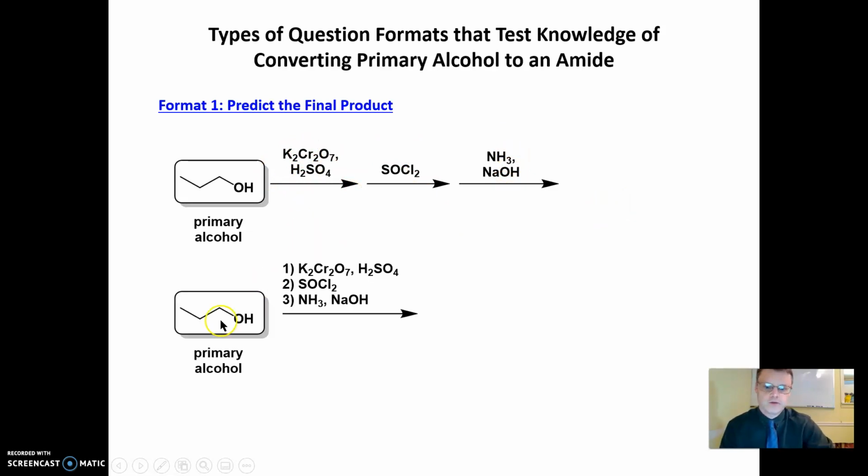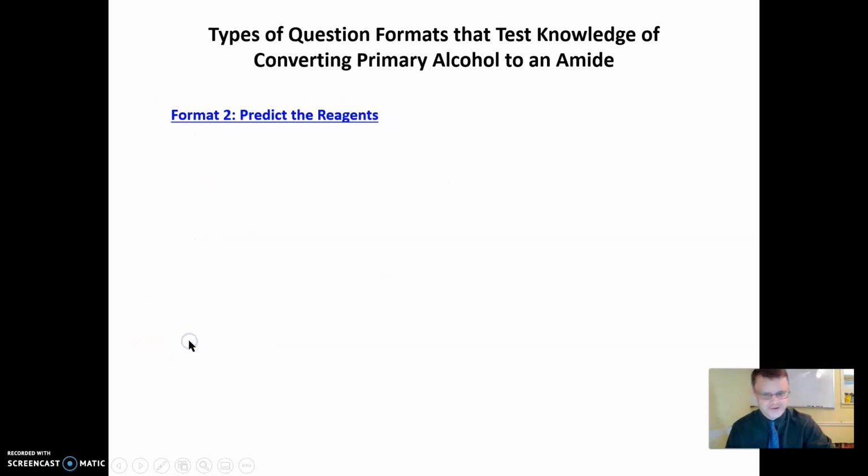Another way we could write this is as a series, 1, 2, 3, and this represents the same thing: we've got an arrow for this step, and then we're going to have some product, and then a second step that gets us to another product, and then a third step that gets us to another product. So it's the same, just a slightly different format for the same type of reaction. So there are kind of 2 formats in here, format 1A and format 1B.